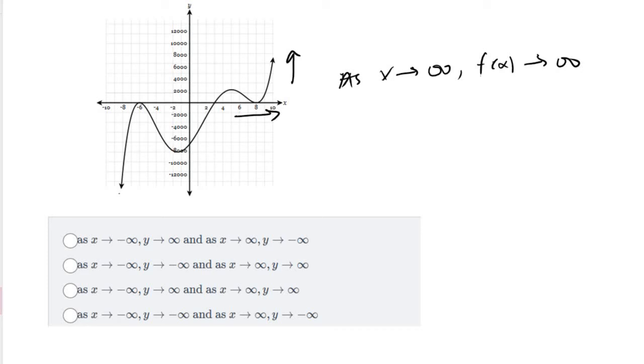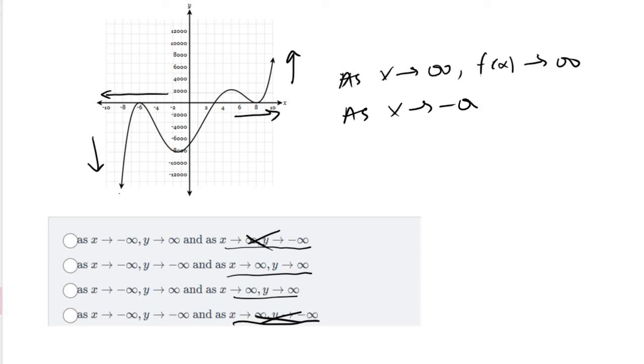So we can eliminate some of these answers quickly. Look at the right side. It cannot be this one because it says it's going down. It could be this one because it says it's going up. It cannot be this one. So it could be A, B, or C. Now let's look at the left side. As x is going toward negative infinity, f of x is going towards negative infinity as well. So it cannot be the first one or the last one.